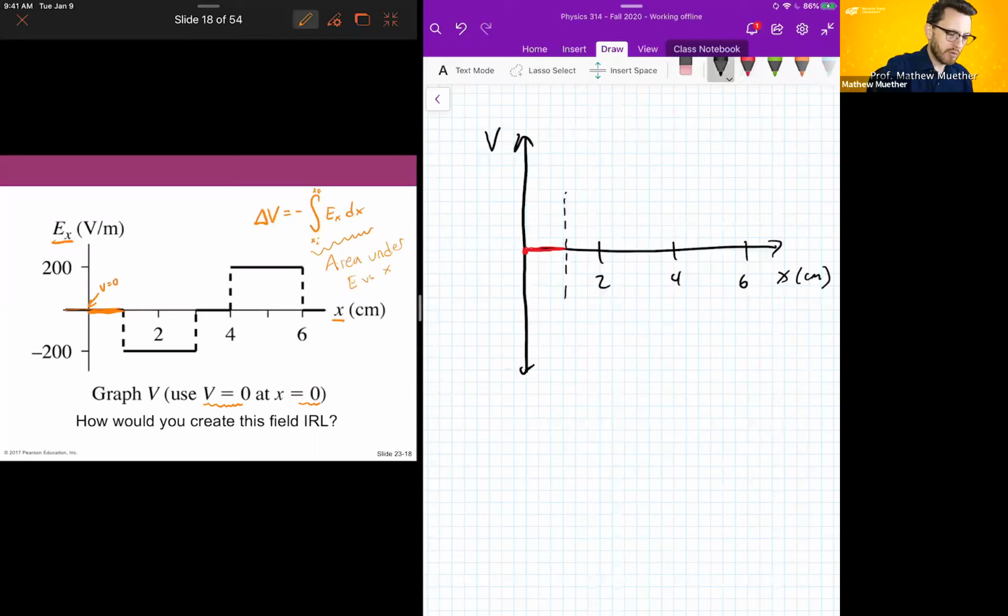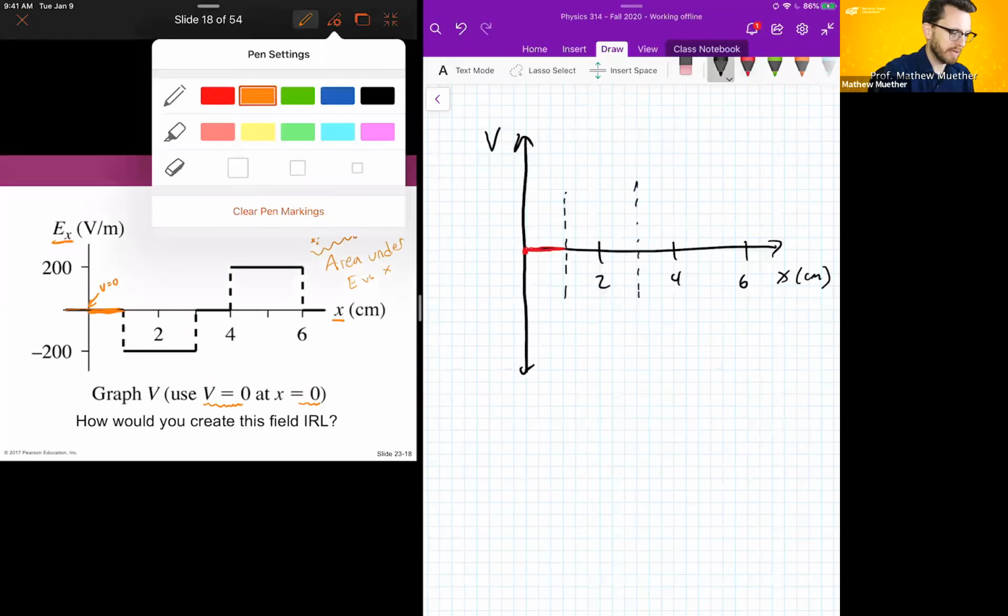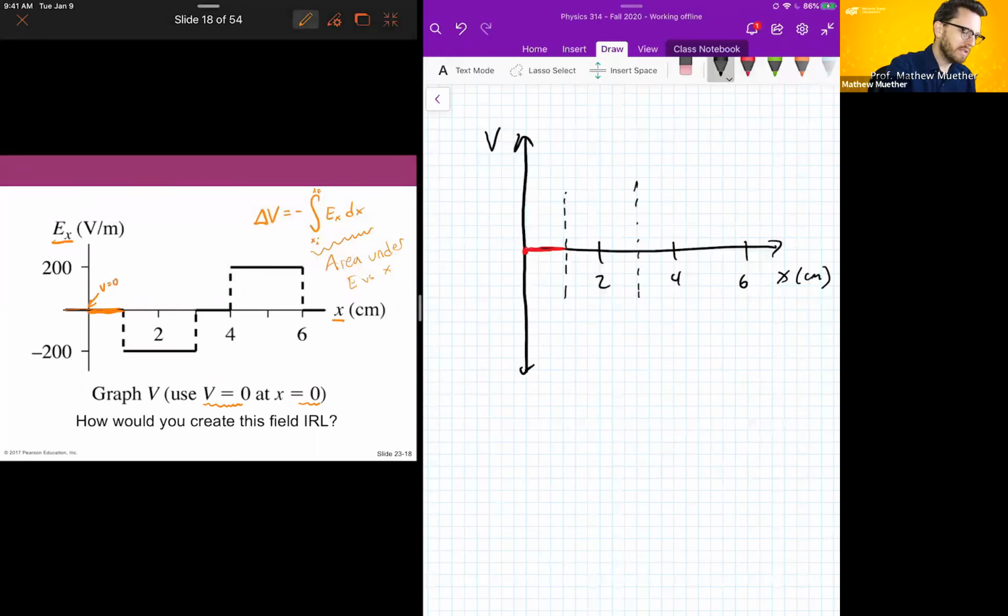Then I see as I move from 1 centimeter to 3 centimeters, I end up with some electric field sitting there. What's the value of the electric potential going to be when I get to 3 centimeters? How am I going to find that? I would have to integrate this curve. When I get to 3 centimeters, is the voltage going to be positive or negative? Let's put our answers in the chat.